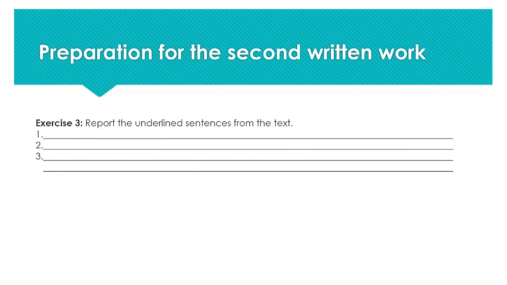And exercise number 3 is a grammatical exercise, so you had to report the underlined sentences from the text. As you can remember, the first one was, do your parents ever say these things? So this was the question, and it should look like this. He asks if our parents ever say these things.